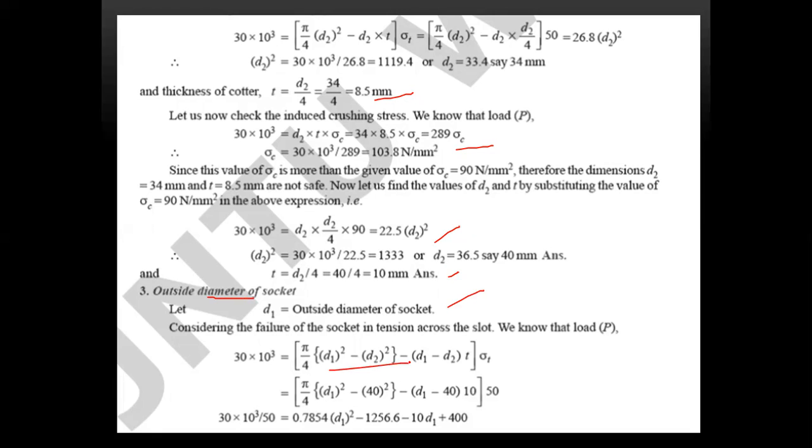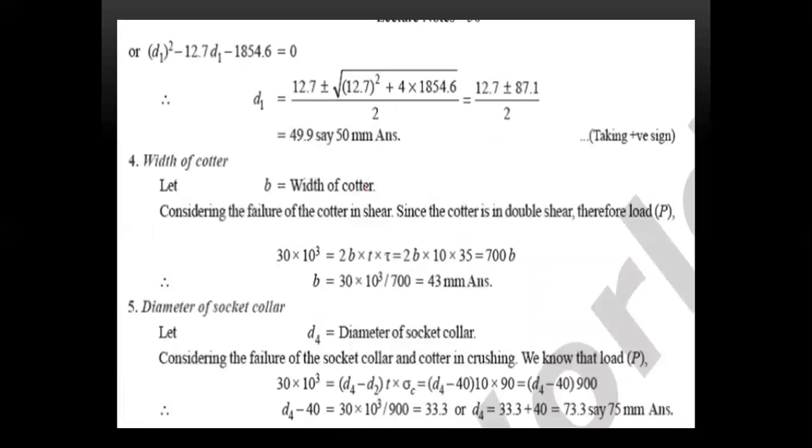Applying this formula as we did before, we are getting the D1 value is equal to 50. Now the width of the quarter, B, same applying with the double shear, P is equal to 2B into T into tau. We are getting 43, and we can take 45. Now the diameter of the socket collar, D4. This is the formula to find D4. Applying this one, you are getting D4.